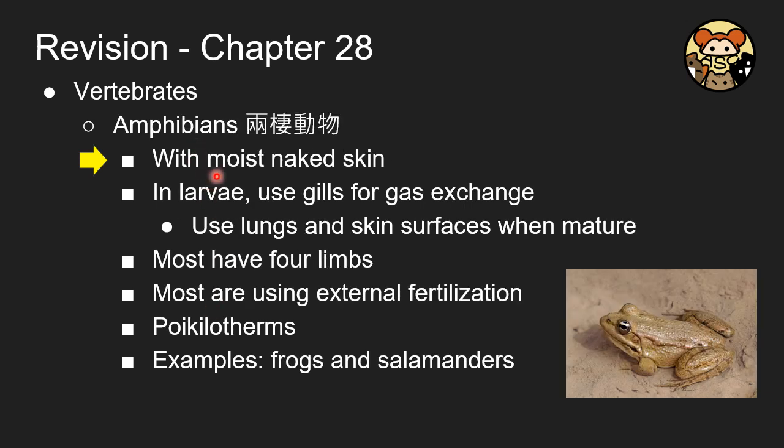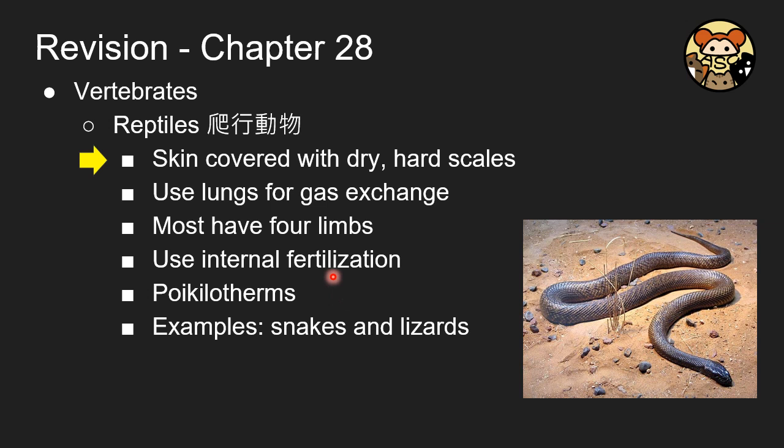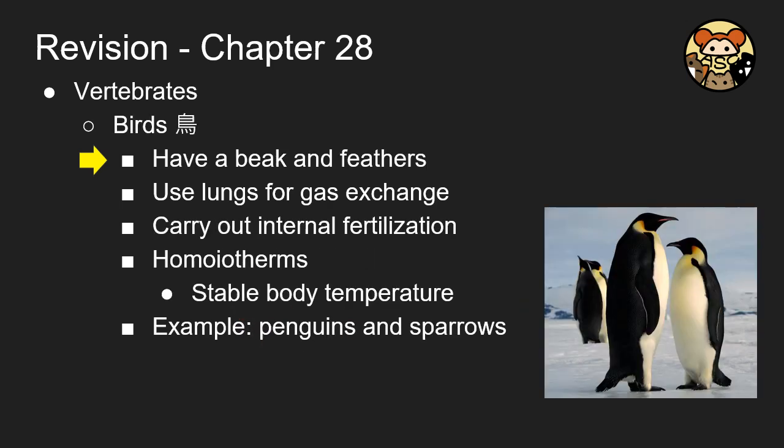And then for the amphibian, mostly they have naked skin, and most of them will have 4 limbs, which means some of them do not have it, and it is also a cold-blooded animal. And the most famous examples will be frogs and all those salamanders. And for the reptiles, the skins are covered with dry and hard scales, and most of them have 4 limbs. However, snakes don't have any limbs, so be careful. And they are all cold-blooded animals, so the most famous one will be the snakes.